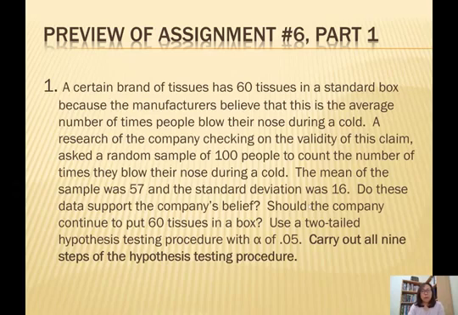So let's first look at what information is given. We know that there's 60 tissues in a box. We're not quite sure what that is, but we also know that there's a sample of 100, so that would be your N. And then there's the mean sample of 57, so that would be your X bar. And the standard deviation was 16, so we know that that's your standard deviation related to the sample. So going back to the number 60, we know the X bar, N, and S.